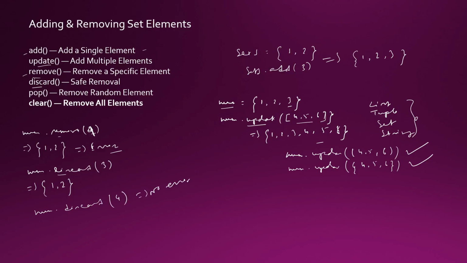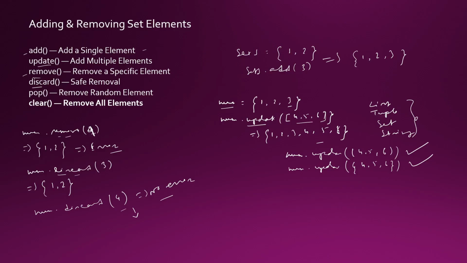Okay, no error. That means my program will go on. It will not stop. That means if the element exists, then it will be removed, and if it doesn't exist, then nothing happens. So that is why discard is safer to use than remove.